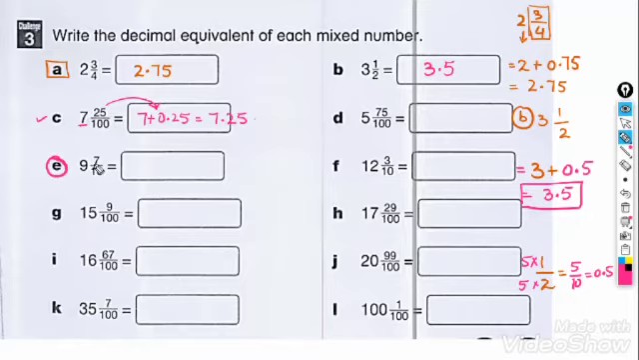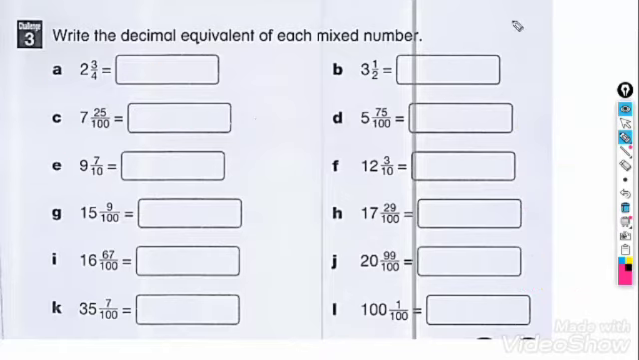Now 9 whole 7 upon 10. So I will just write that 9 whole 7 upon 10. 9 will be written as it is, 9 plus, as it is a whole number. 7 upon 10, how can you change it? 7 upon 10 will be changed to 0.7. When we add them together, we will get 9.7. So it will become 9.7.